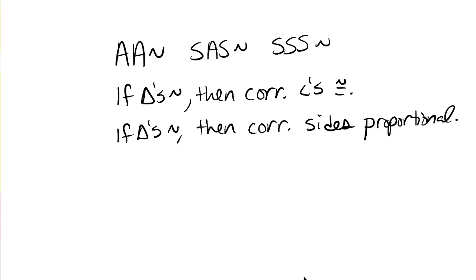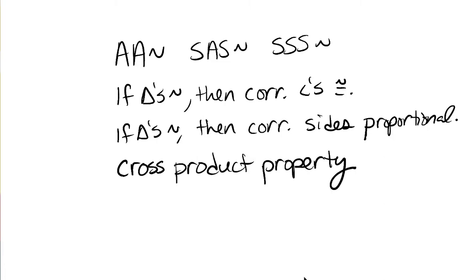Now, sometimes once we have the sides in proportion, we like to cross multiply on that proportion. And if you are doing that in a proof, then your reason would be called the cross product property. So we're going to be practicing using these new rules in our proofs.